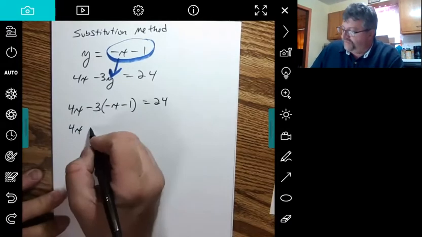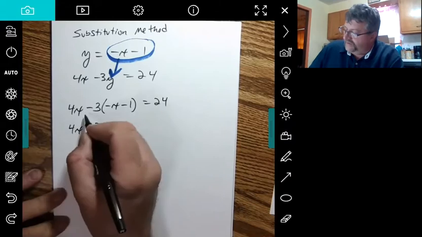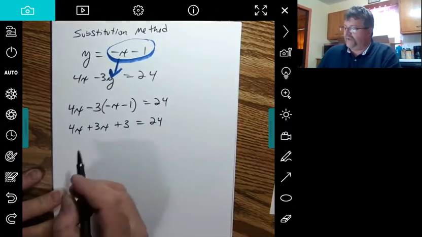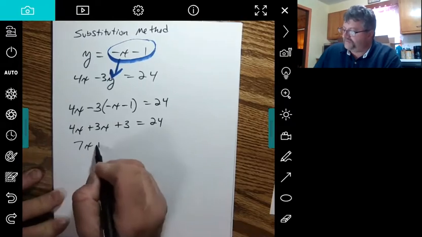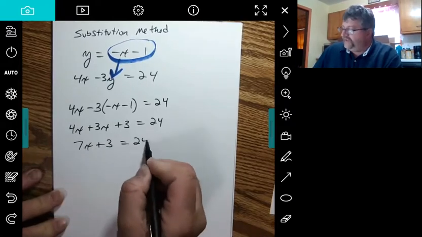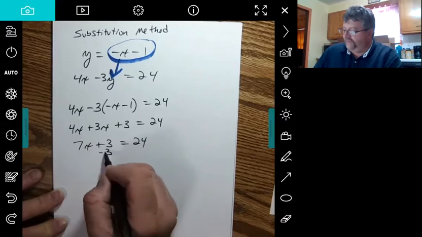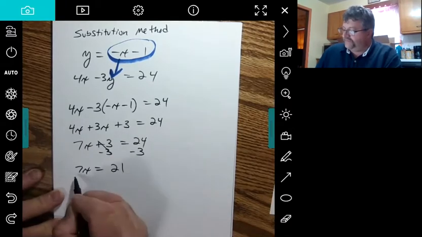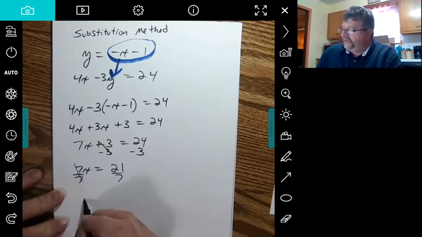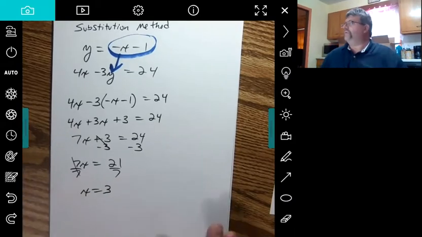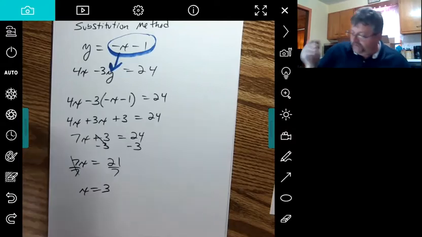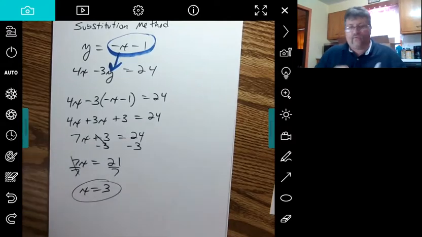4x, we distribute, we're going to get plus 3x plus 3 equals 24. Combine like terms here, we'll get 7x plus 3 equals 24. Solve for x. Okay, now it's kind of easy. 7x equals 21. x equals 3. Okay, that's half the answer, right? I mean, a minute ago, we were solving linears. We said x equals 3, and we circled it, and we walked away. We were done. Well, now we're not done.